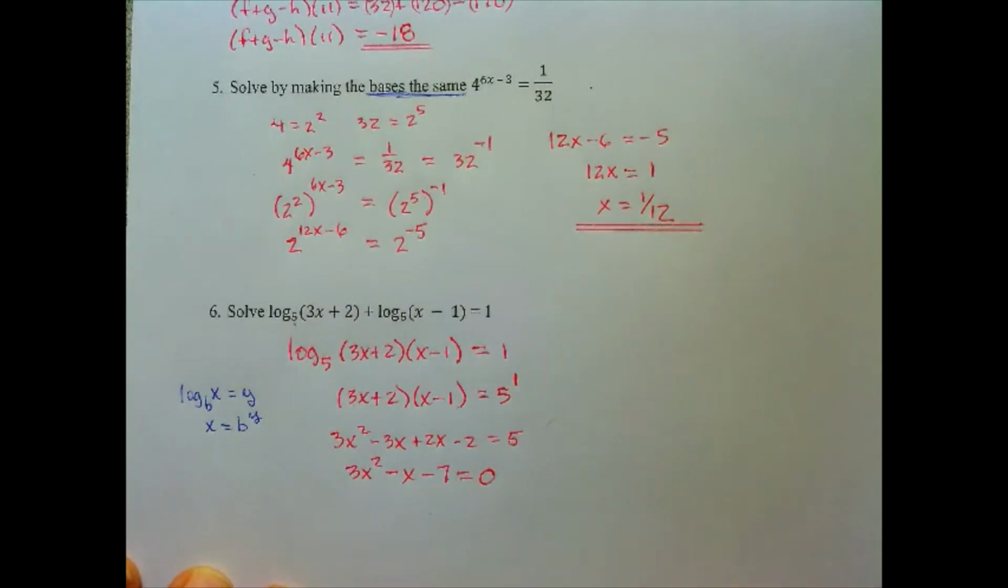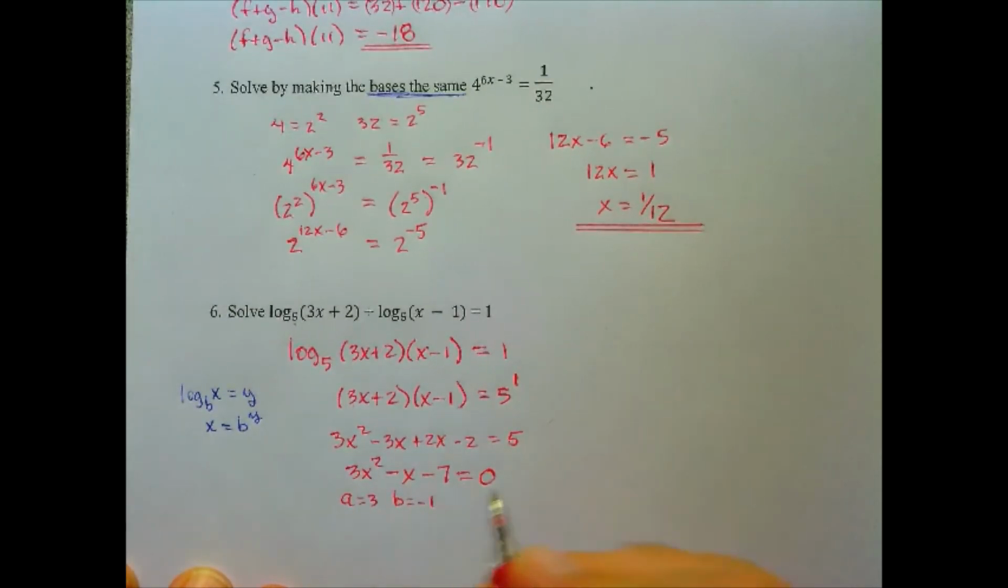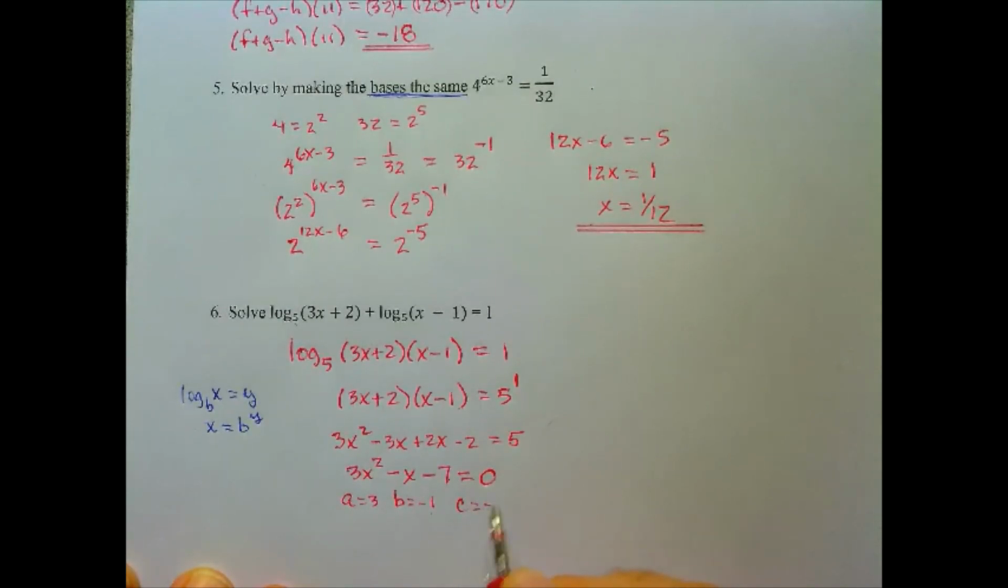This is not factorable. I can tell that just because the only thing that's going to work here is the 1 and 7, and there's no way to get back to a -1 in the middle. So let's use the quadratic formula. We're going to say a is 3, b is -1, and c is -7.